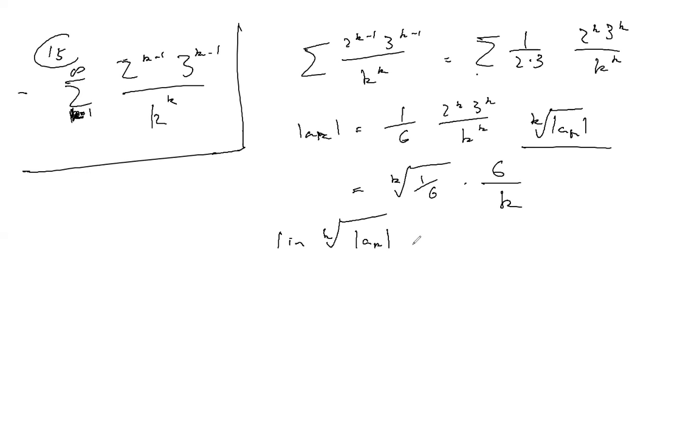Same thing with fractions. The limit of this is going to go to 1. And then what's the limit of this as k gets big? It's 6 over k as k goes to infinity. That's going to be 0. So the limit of this thing is going to be 0. So how do I conclude? I would say the limit of the kth root of the absolute value of a_k equals 0.